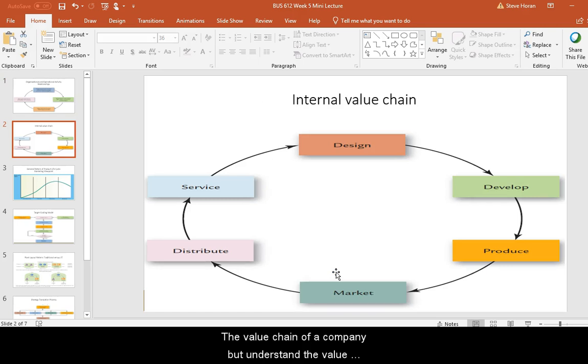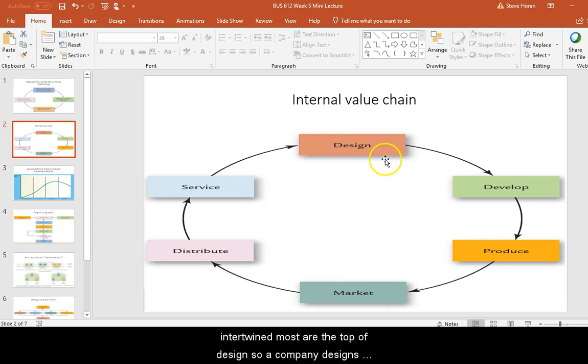And then the value chain of a company. The key about understanding a value chain is understanding how costs are incurred and how costs behave at the various pieces of the value chain. So this is the entire value chain to kind of just see how everything is intertwined.